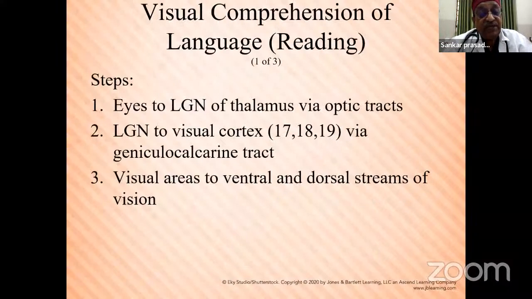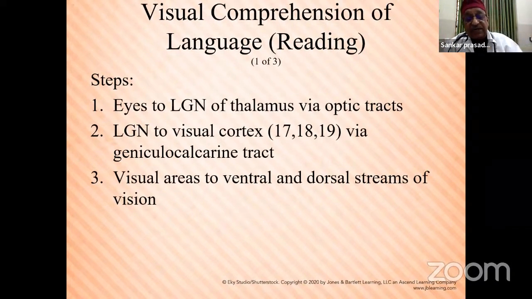So from the eyes to the lateral geniculate nucleus of thalamus via optic tracts, to the visual cortex via the geniculocalcarine tract, visual areas to ventral and dorsal streams of the vision. So the calcarine cortex is the center for the vision. Surrounding that, the unimodal percepts of vision are generated. You can see the posterior part of the brain has vision, with auditory cortex close by, and somatosensory. So all these three modalities integrate there for processing of information, that is called posterior heteromodal association areas.